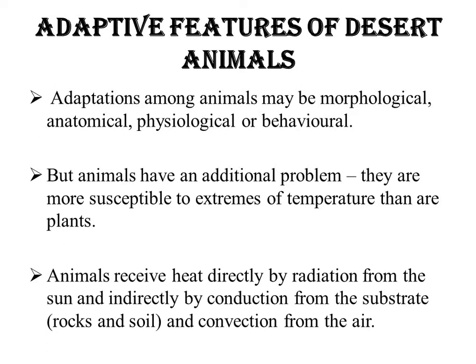Lack of water creates a survival problem for all desert organisms, animals and plants alike. But animals have an additional problem. They are more susceptible to the extremes of temperature than the plants. Animals receive heat directly by radiation from the sun and indirectly by conduction from the substrate, that is, from solid substrate such as rock and soil, and through convection from the air.